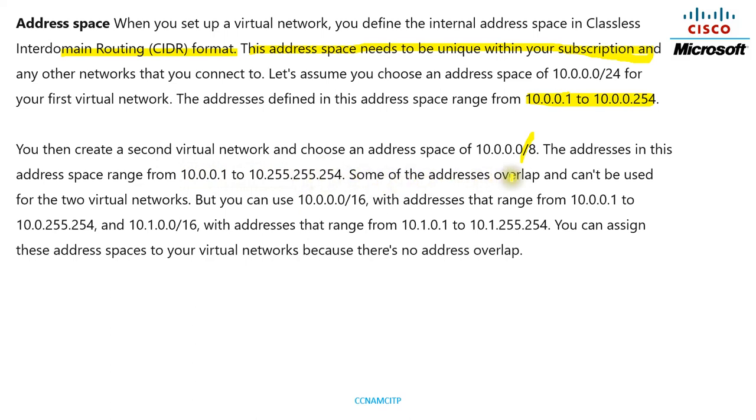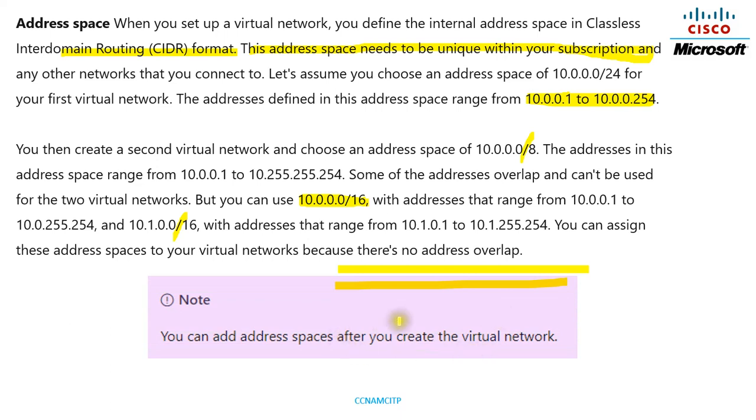Some of the addresses overlap and cannot be used for the two virtual networks, but you can use a /16 subnet mask. With this address, the range is from 10.0.0.1 to 10.0.255.254 and 10.1.0.0/16. So you can read a couple of things from here. You can add address space after you create the virtual network. So you have to initiate the virtual network and then you can create the IP address range.